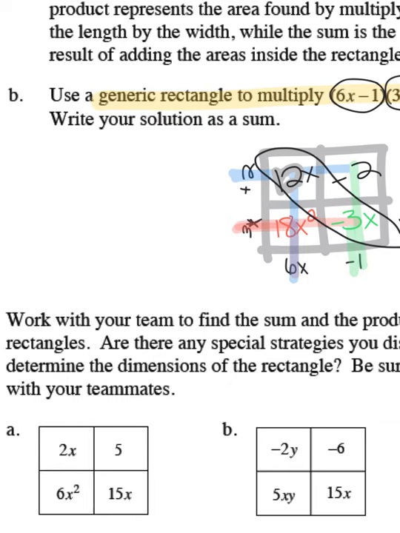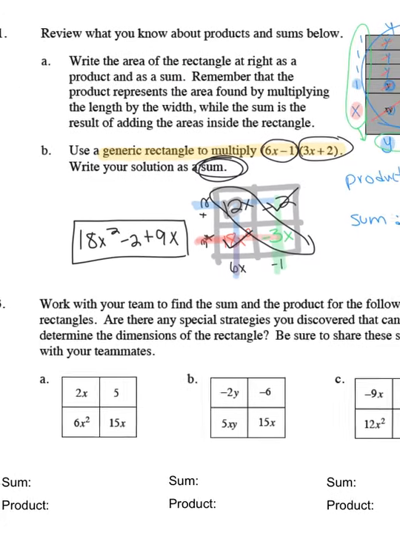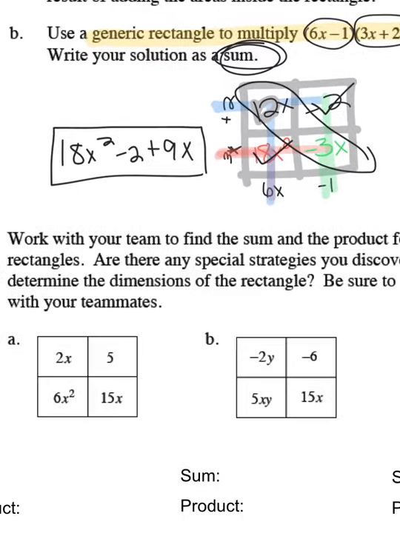We say that we have an 18x squared tile, we have a minus 2 tile, and then we have these ones that we can combine, the 12x minus 3x. So 12 minus 3 is 9x's. And this is my answer of what happens when I multiply those together, and then list out the pieces as a sum.